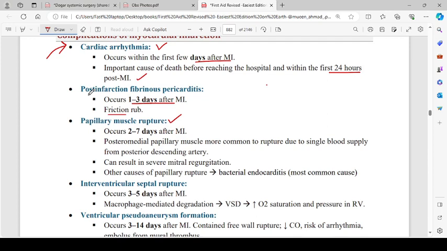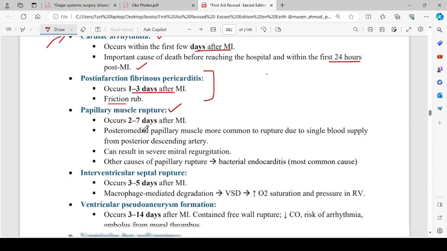Why so? Because Dressler syndrome is a pericarditis that is caused by an autoantibody-mediated reaction, and antibodies take at least 2 weeks to be formed, right? So it is not Dressler syndrome. In the first 1 to 3 days, post-infarction fibrinous pericarditis can occur, which will have presentations similar to Dressler syndrome or pericarditis. Then papillary muscle rupture.